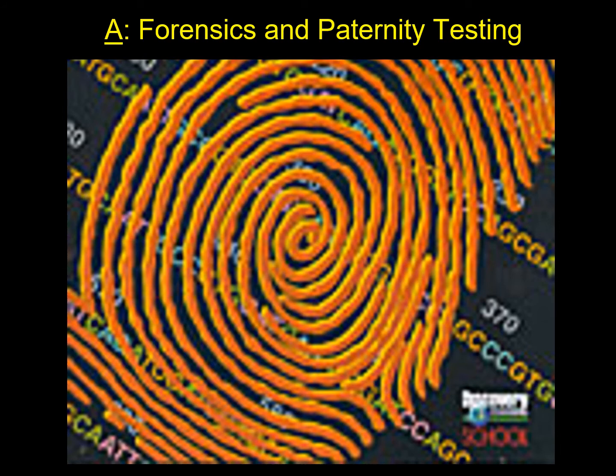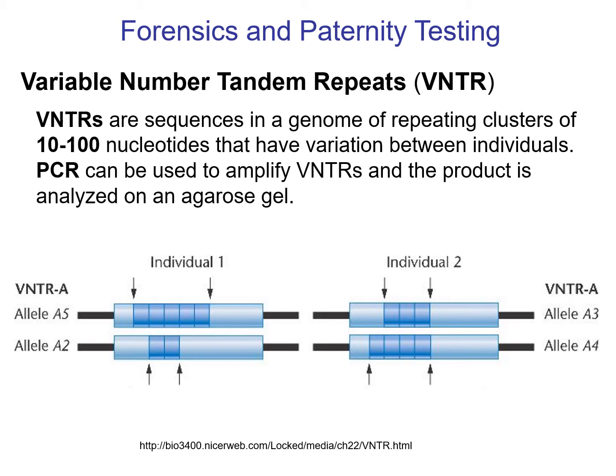So first part is forensics and paternity testing. This has really changed, obviously, crime investigations in many cases, and it's a very, very important technology. Let's take a look. So forensics and paternity testing, there are a few methods, but the most common modern method is something that is making use of VNTRs. So VNTRs, you can see up there, stand for variable number tandem repeats.